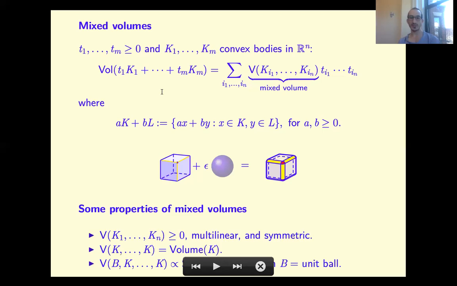Some basic properties of mixed volumes are that they're always non-negative, and they're symmetric, which you can see just from looking at the definition because the left-hand side is symmetric. If you plug the same body into the n slots that the mixed volume takes, then you just get the volume of the body. And if you plug them all to be the same, except one of them, which we take to be the unit ball, which I denote by B, you get something which is proportional to the surface area of K.